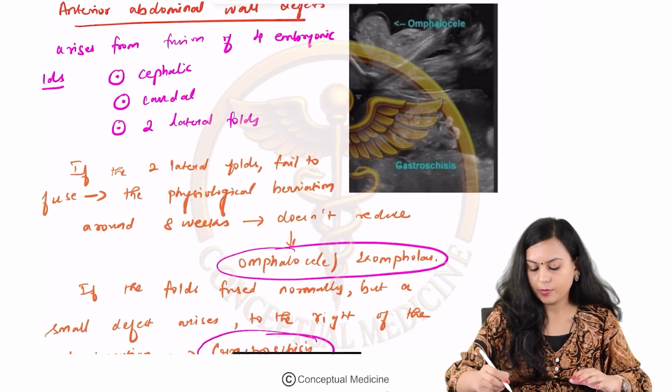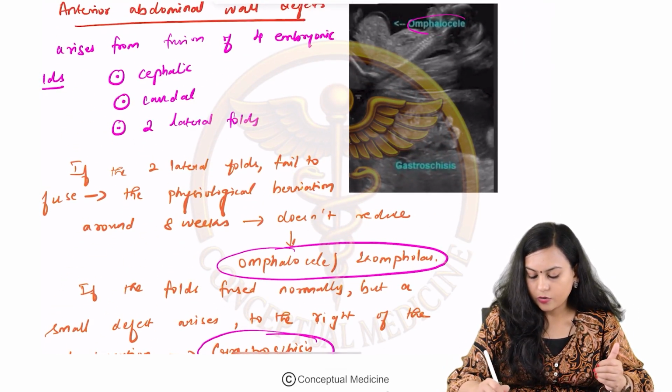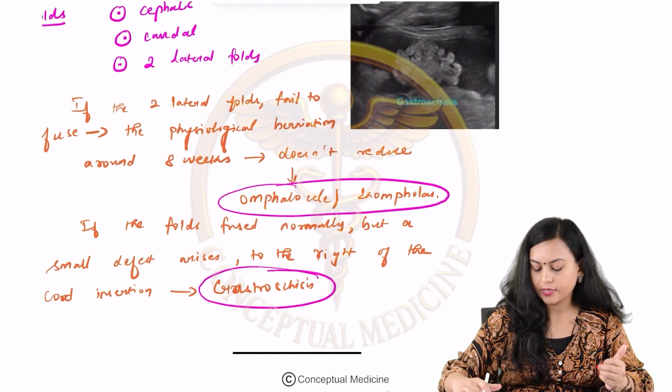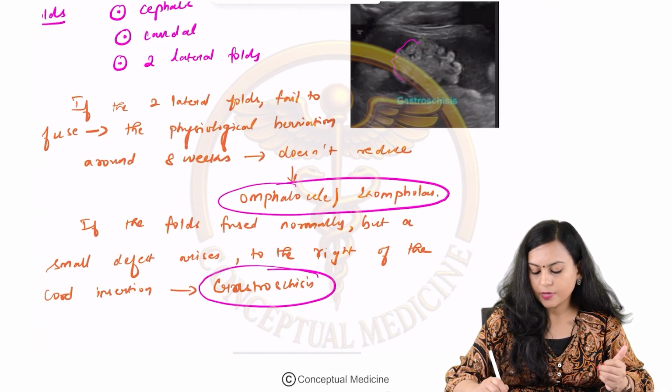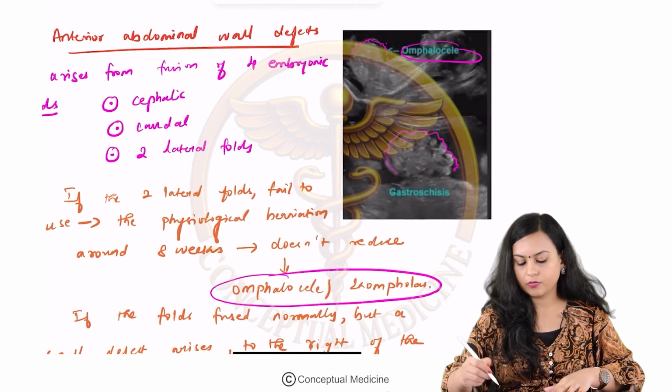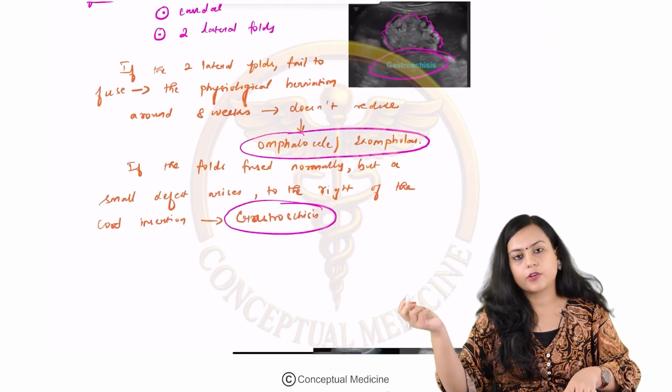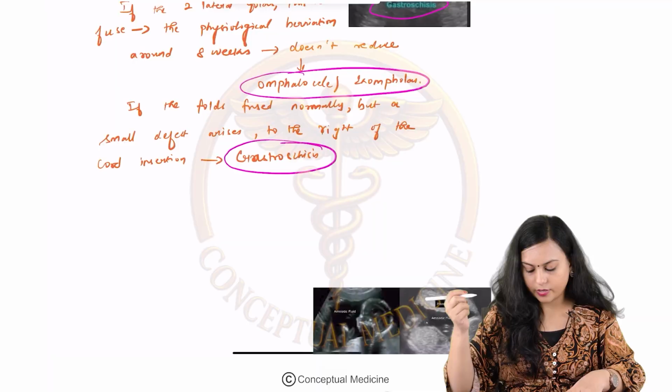And remember, in omphalocele there will be a membrane covering the contents of the abdominal cavity, whereas in gastroschisis the bowel loops will be just lying exposed. So that's why this is irregular. So this is omphalocele and this is gastroschisis, which are the anterior abdominal wall defects that can be made out in the target scan.